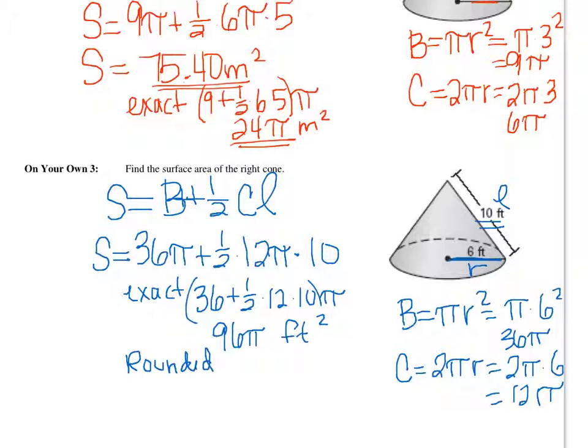Or, rounded, if you just put it all in your calculator with the pi button, you're going to get about 301 and 59/100 feet squared. So this is the end of the lesson.